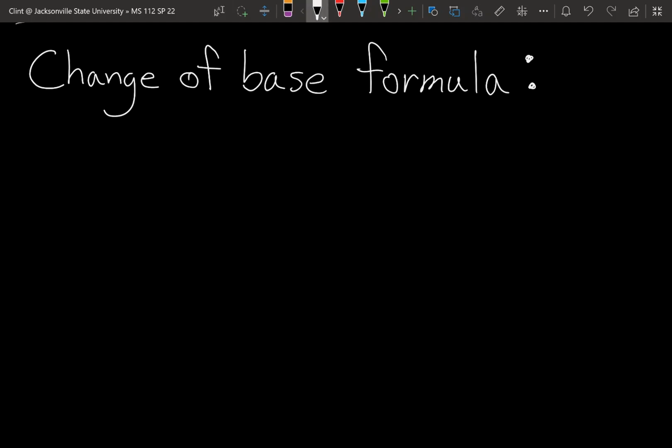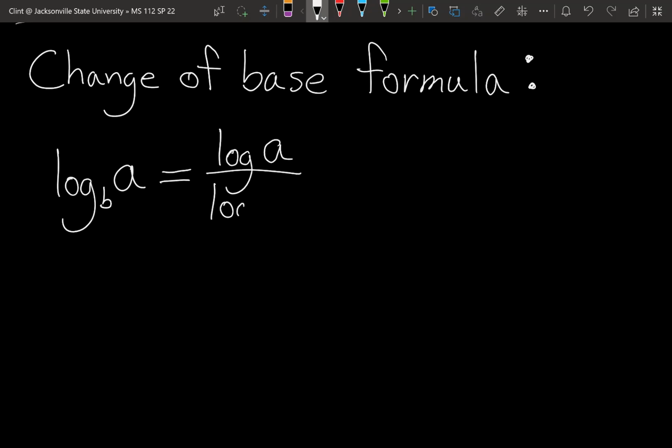So the change of base formula says if we've got a log with some base b of something, a, then that is the same thing as taking, I'm going to do the common logarithm first, the common log of a divided by the common log of the base, b. That would be one way we could do it in the calculator. So that uses common log. You can do it with any base. We could change this to any base we wanted to. We would just use log base whatever on the top and the bottom.